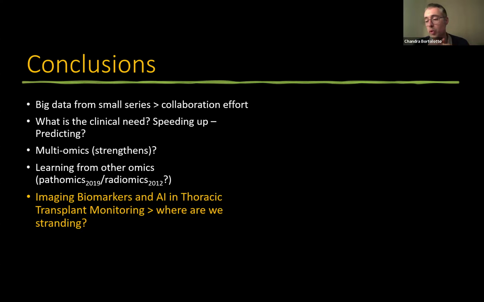We need to use multi-omics, and maybe that's the reason why a radiologist is speaking during a mainly pathologist webinar. Omics should learn from each other. Pathomics was born around 2019, and radiomics was born in 2012. So it's slightly older than pathomics, and some things can be learned from radiomics itself, like the need for standardization of the image, of pre-treatment of the image.